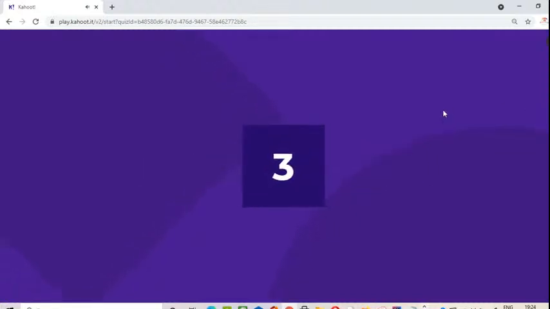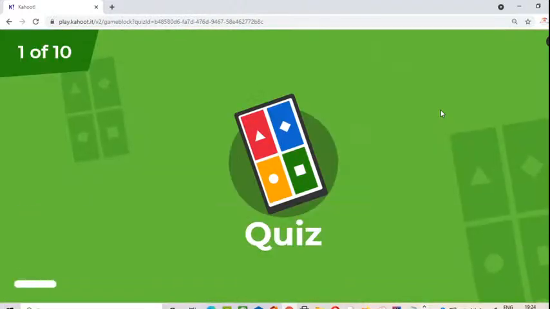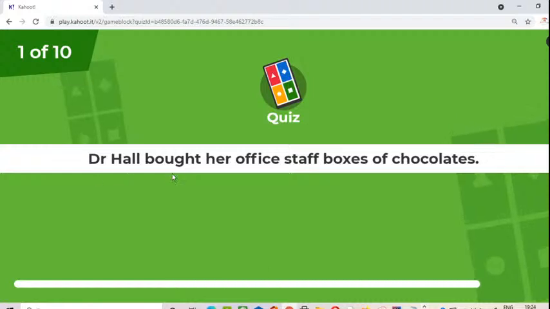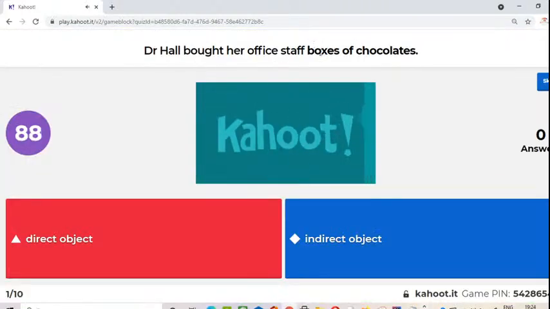Okay, direct or indirect object. Dr. Hall bought her office staff boxes of chocolates. Okay, come on, guys, find out which is the direct object and indirect object. If you have to find out the direct object, you should use what keywords, what, and whom. And if you have to find out the indirect object, you should use for whom and for what. Okay, I've got two answers already.